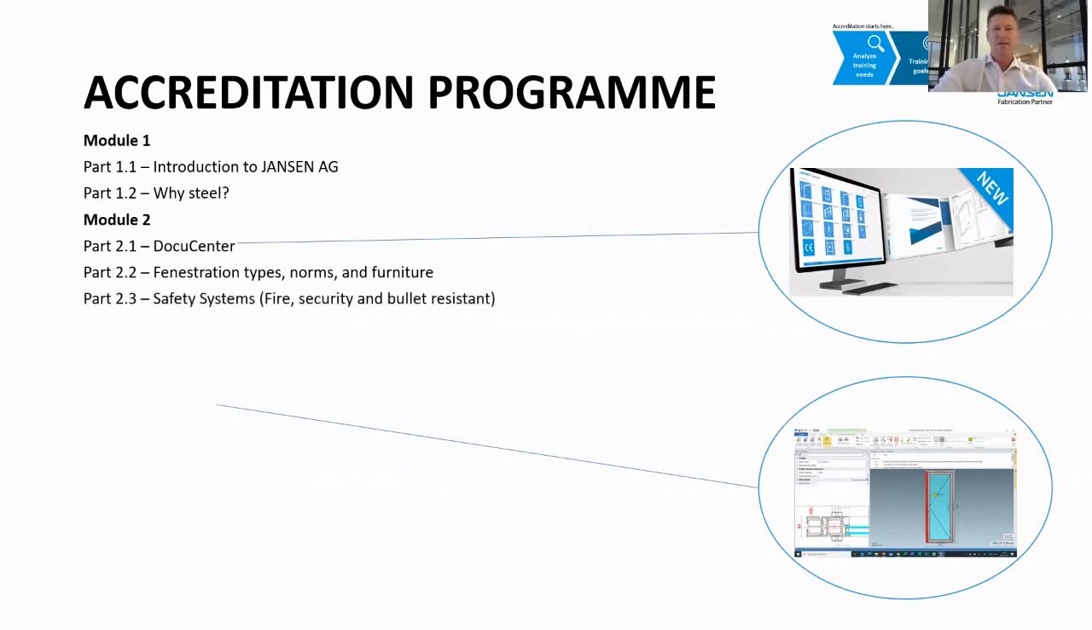And what we're going to look at now is part 2.3, which is safety systems. In South Africa, we believe there's a real opportunity here because there are not many options for glazed fire doors. There's also potential for security and bullet-resistant doors, because these steel building systems give you ready-made systems to create doors and elements that have been proven and are verified or certified to certain resistance classes, which are based on the European norms.